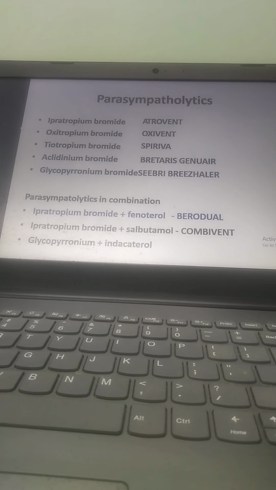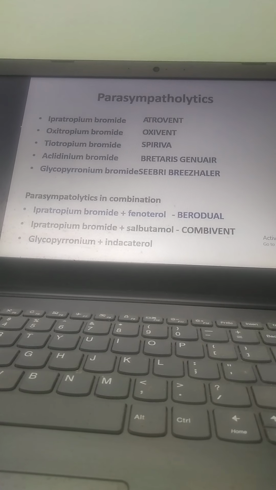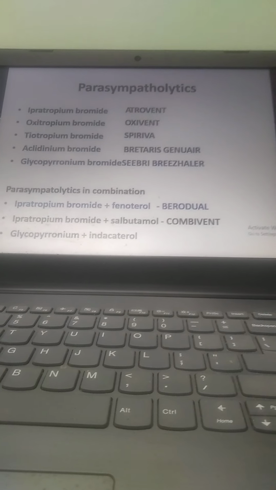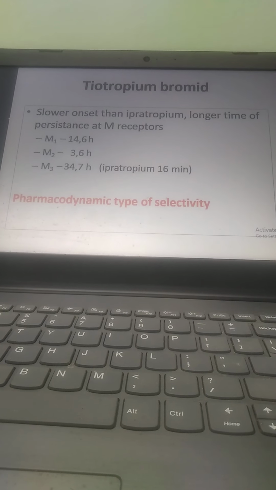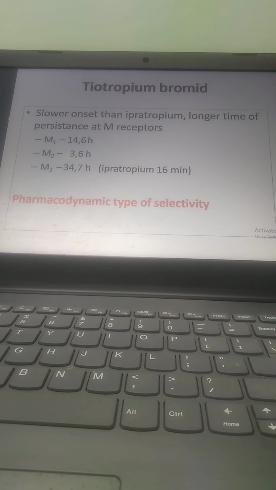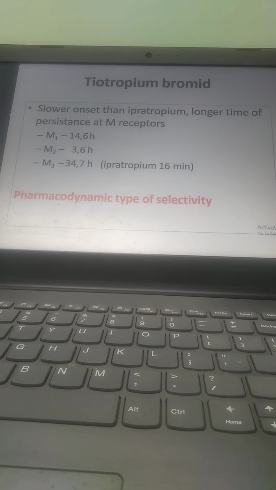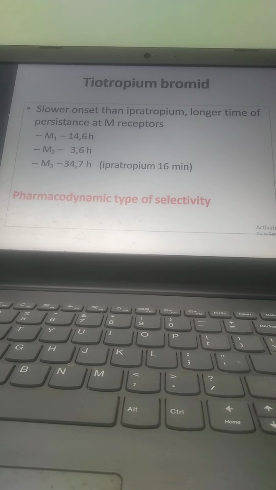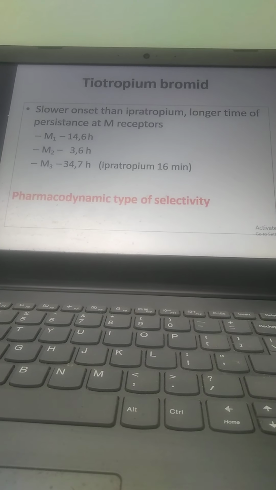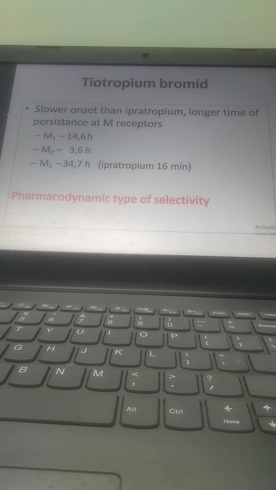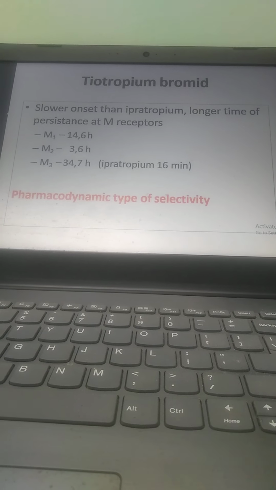It has both parasympatholytics and beta 2 agonists. Now tiotropium bromide has a slower onset than ipratropium. They have a slower onset, and a longer time of persistence at M receptors. They remain there for a longer time. So M1, 14 to 16 hours. M2, 3 to 6 hours we can give. M3, 34 to 7 hours. Ipratropium is 60 minutes. So you see the difference between tiotropium and ipratropium.